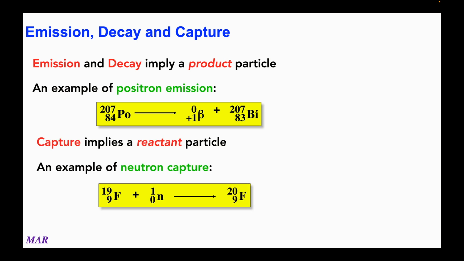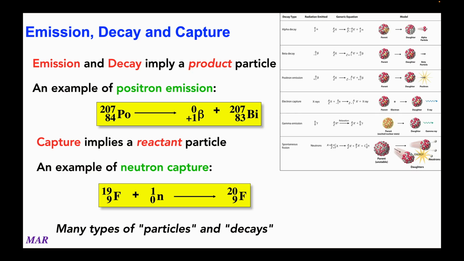Sometimes you see a capture. This is mostly used for neutron capture, but sometimes for electron capture as well. Whatever's being captured will be a reactant. So here's an example of a neutron capture reaction. Fluorine-19 can absorb a neutron essentially to make fluorine-20. So a neutron capture means that whatever is being captured is a reactant. The neutron here is a reactant, and you can figure out the other pieces from there.